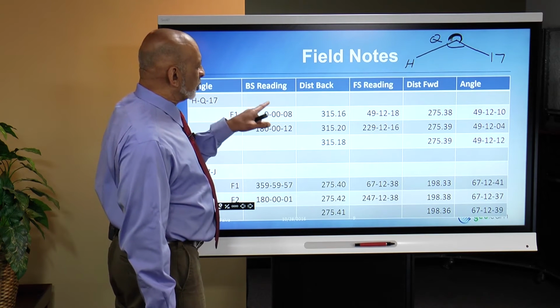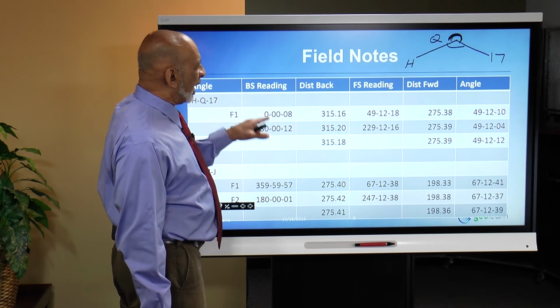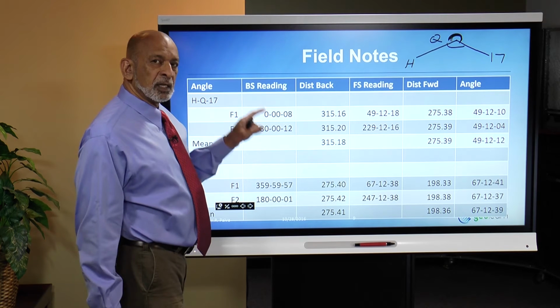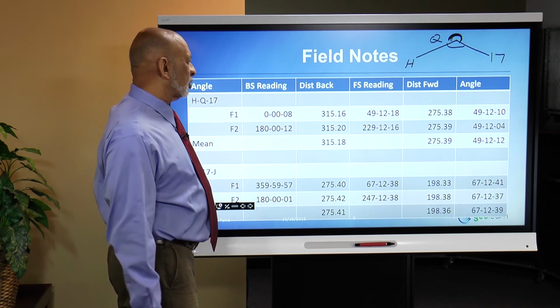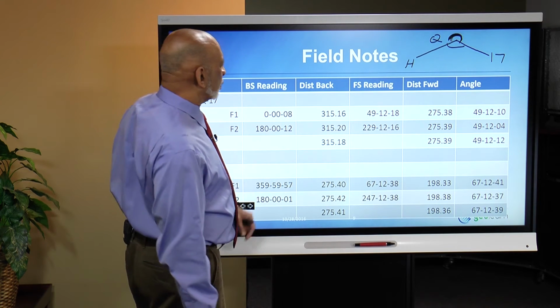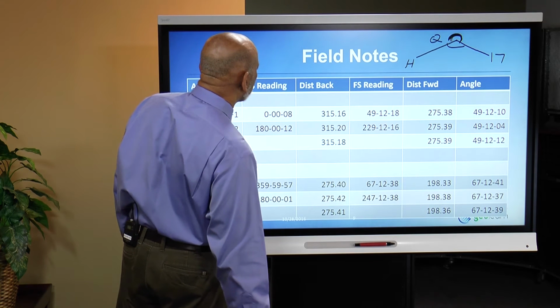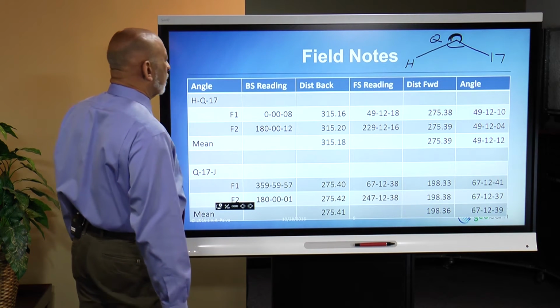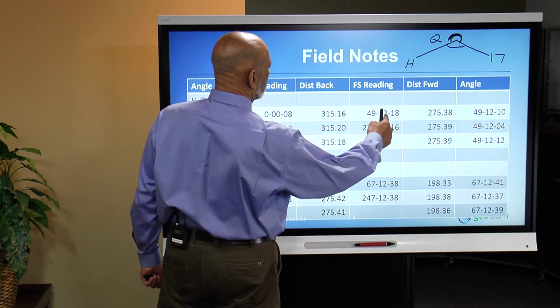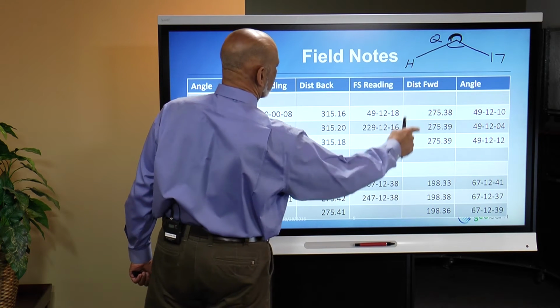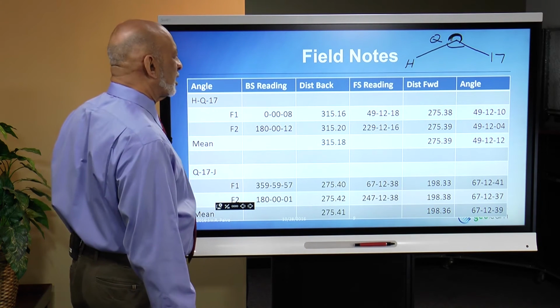The value is not your angle, it's your backsight reading on the horizontal circle, as it's called. And in this case, I've used 8 seconds as my example. And then to read your angle, you now turn to your foresight and record 49, 12, 18.